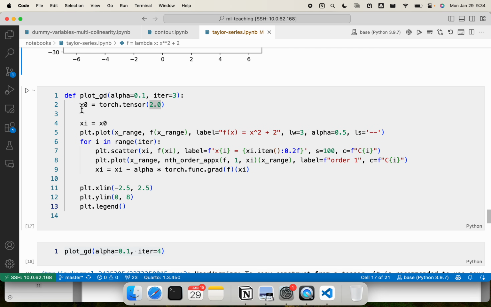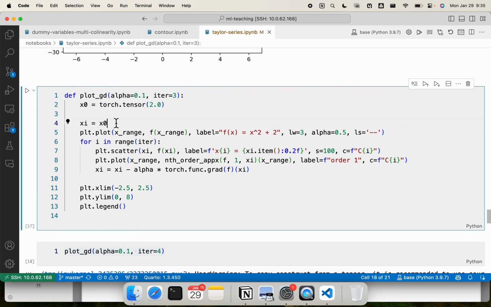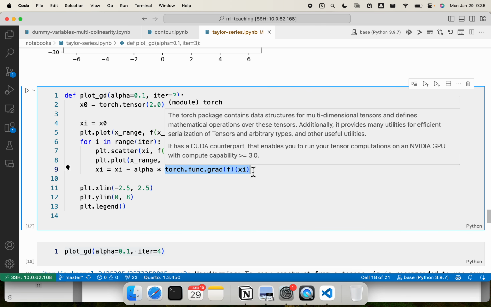So in this loop, I start with a certain x naught. I initialize the variable xi equal to x naught to indicate the value of x at the ith iteration, and I find the gradient of the function f with respect to the input at the ith iteration, xi, and I apply the gradient descent update rule. The new value of xi is the old value of xi minus the learning rate alpha times the gradient of f at the value xi.